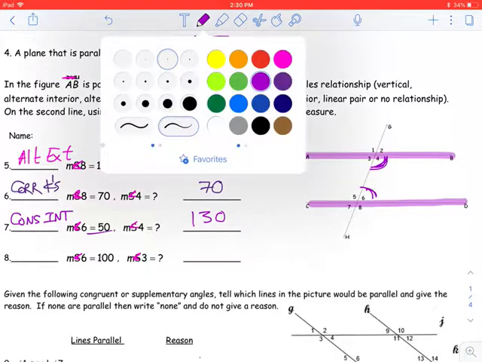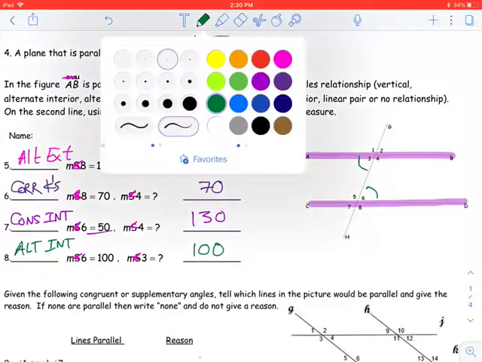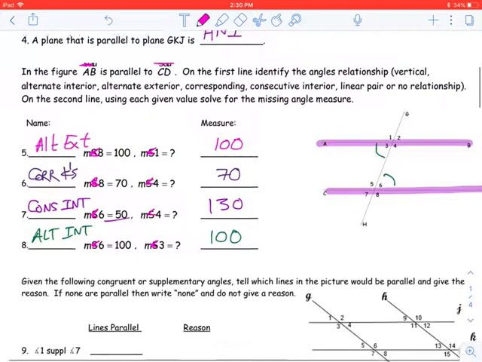And then finally the last one, 6 and 3. If you look at angle 6 and angle 3, those are both interior again, but they're on alternate sides this time. So alternate interior angles. If this is 100, alternate interior means they're congruent, so this is 100. Okay? So that's angle relationships when the lines are already parallel.